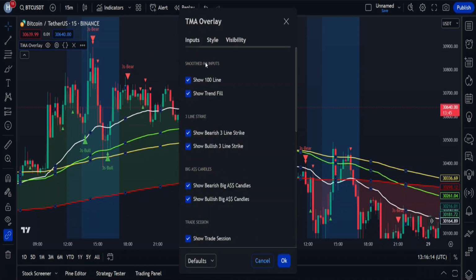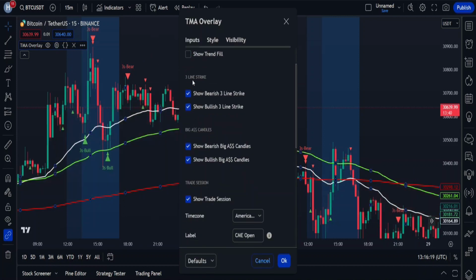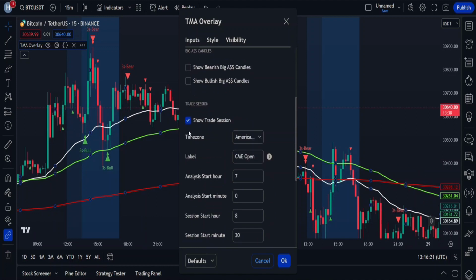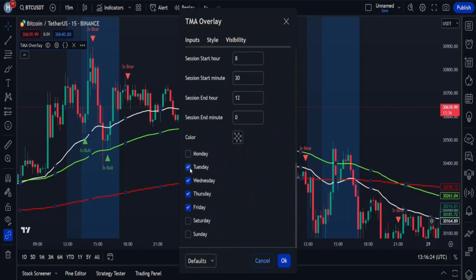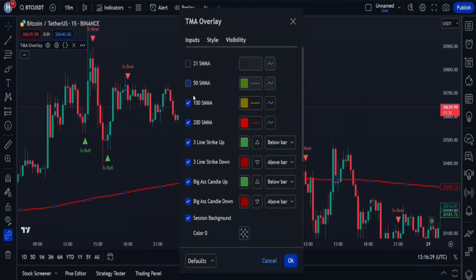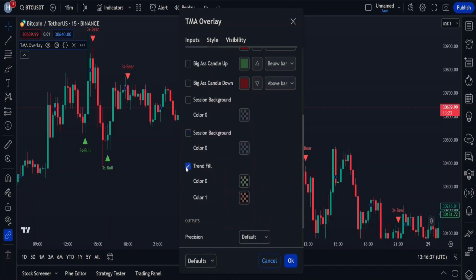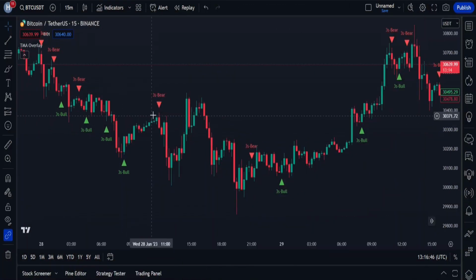For that, let's access the settings for this indicator and disable all options except for the ones related to 3-line strike. Make sure you leave these 2 options unchecked. So after this is done, we will access the Style section, and under this tab, we will do the same and disable all the options except for the ones related to the 3-line strike. After this, the settings for this indicator will be done.